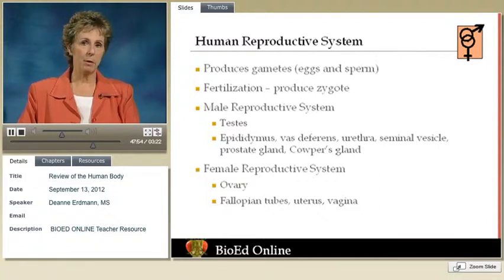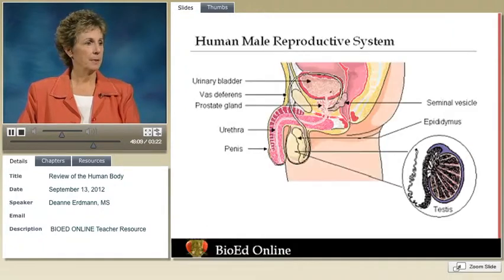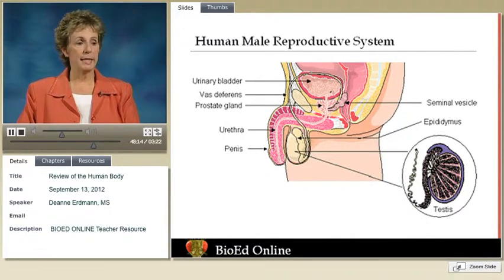But basically, in the male reproductive system, the testes is the primary reproductive structure producing the sperm, or the male gamete. And in the female, the ovary is the primary reproductive structure producing the female gamete, or the eggs. If we take a look at the male reproductive system, sperm are produced in the seminiferous tubules within the testes, and the testes is housed outside the body in the scrotum. If the testes were to remain inside the body, the temperature is just a little bit too warm for viable sperm to form, so they have to be outside of the body.